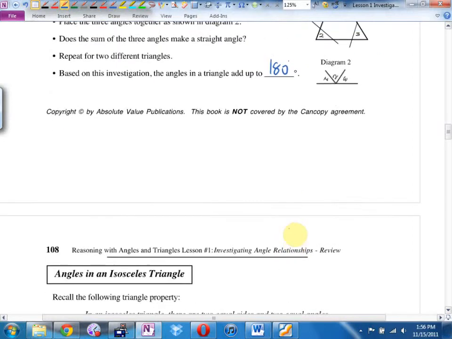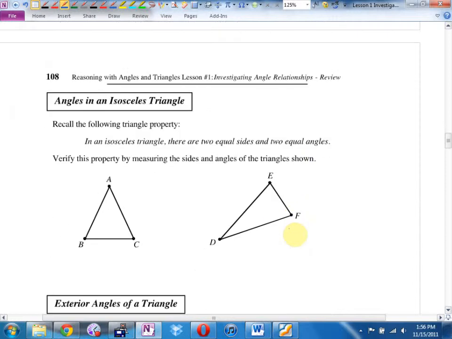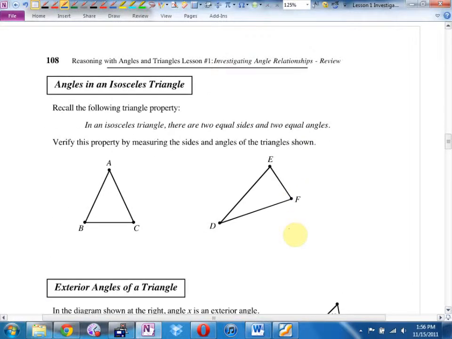Every triangle adds to 180. We've got a couple more little tricks we can use here. It says, recall the following triangle property. You may or may not recall this. In an isosceles triangle, I won't make you spell it correctly, I will make you say it correctly. In an isosceles triangle, you have two equal sides and two equal angles.